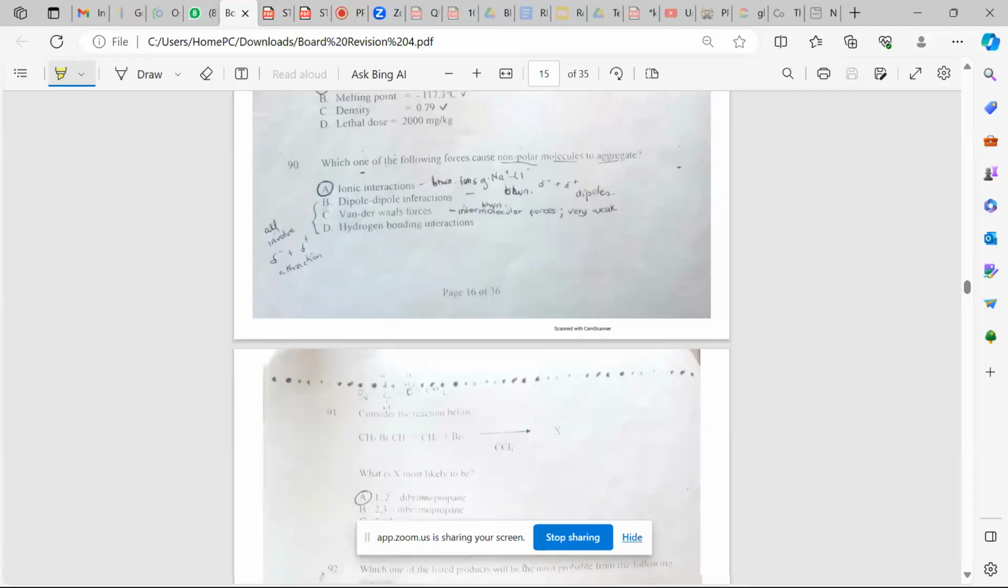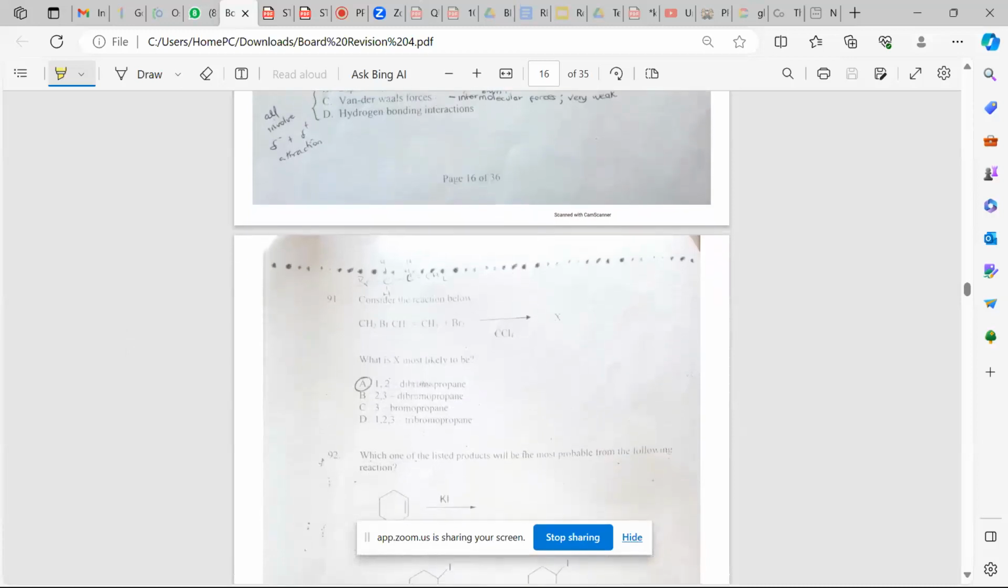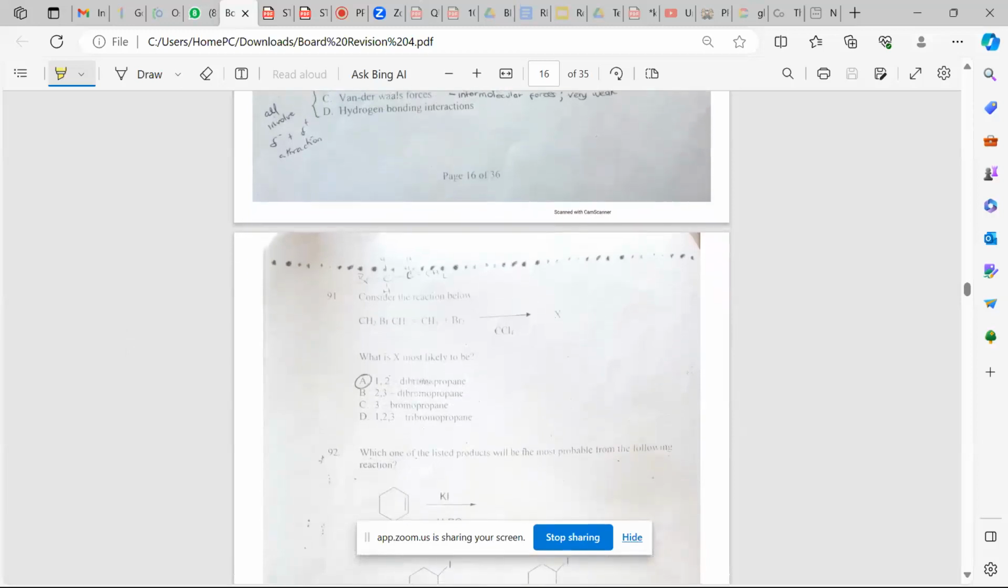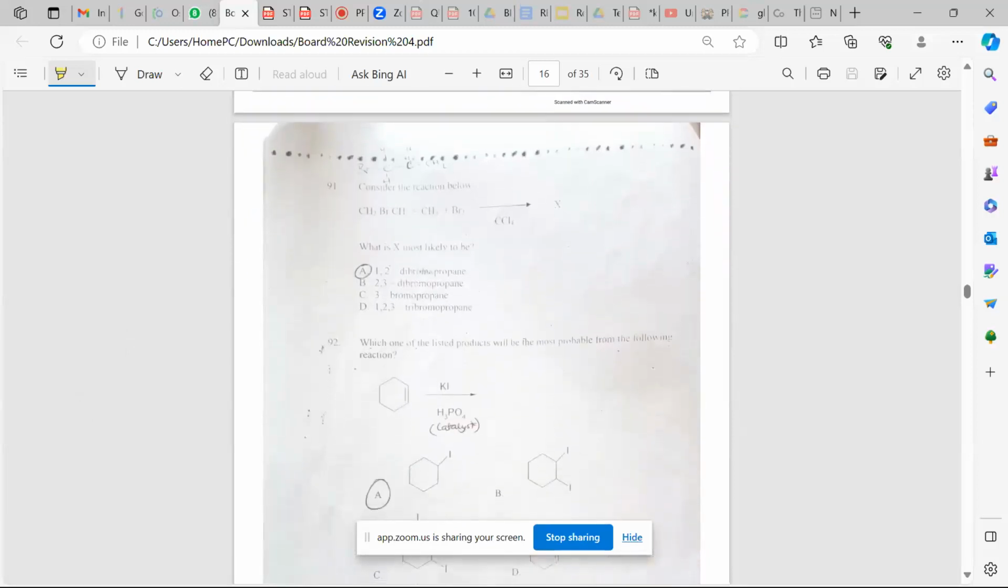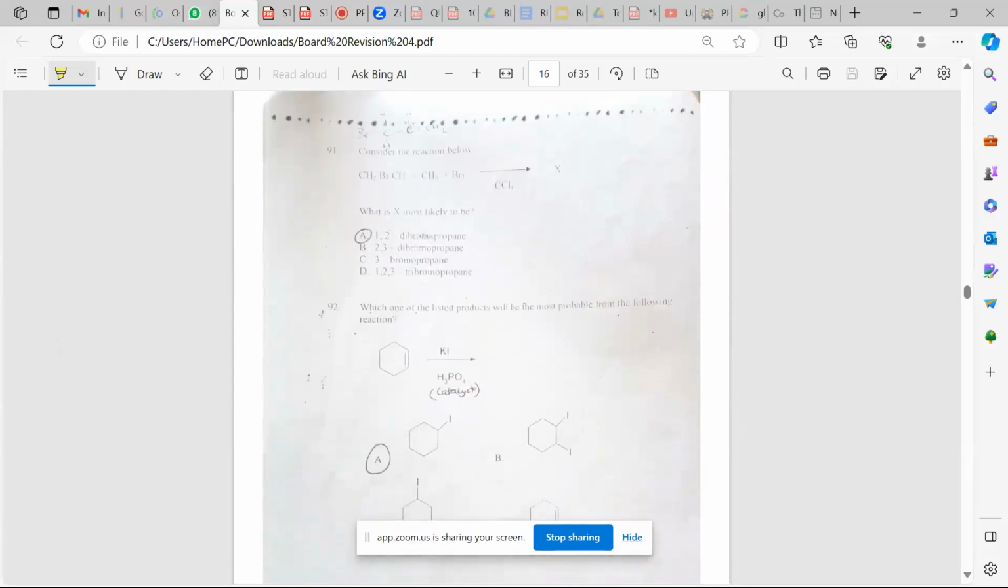Yeah, we shall start. So from number 91, it says consider the reaction below. So we have that reaction over there, and then it's asking what is X most likely to be.